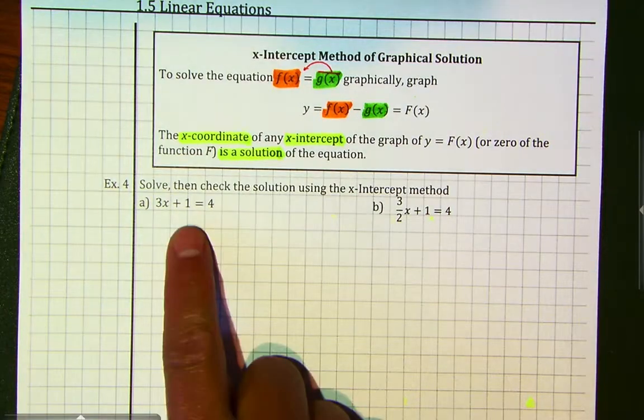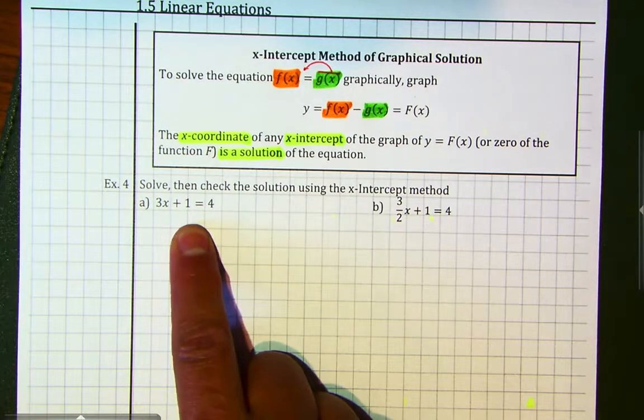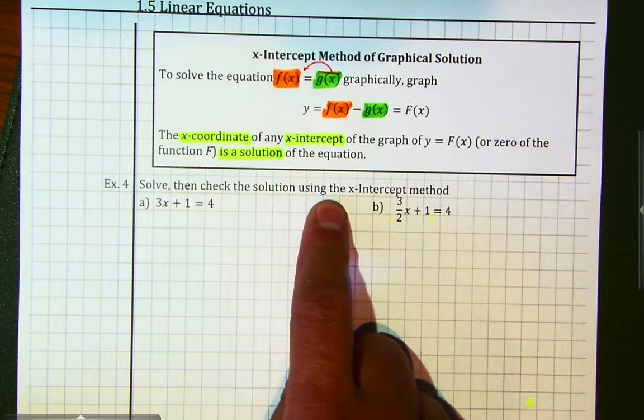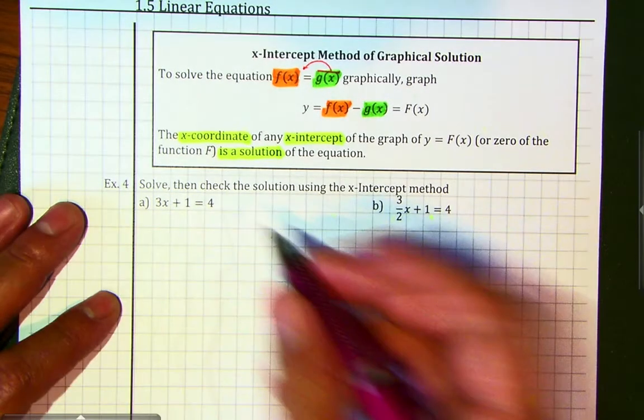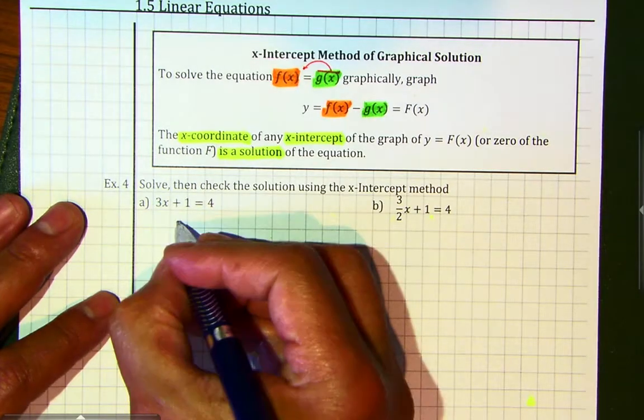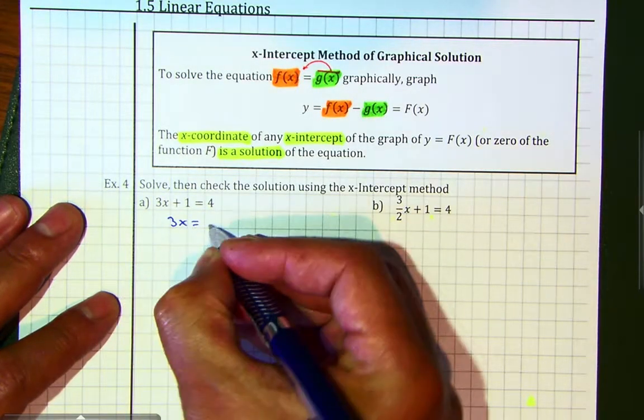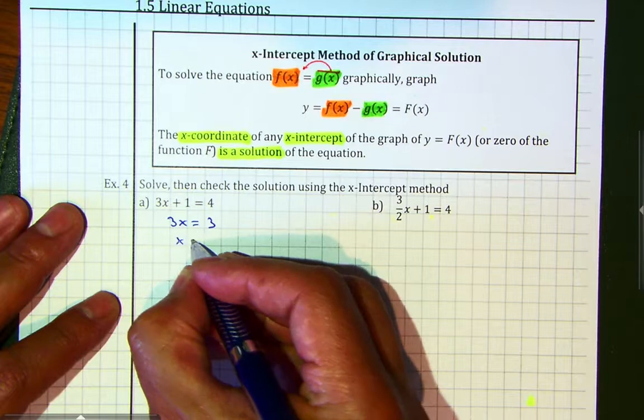So let's go and solve example number 4a. We need to solve it, then we're going to check our solution. To solve it, we're going to move the 1 to the right, becomes a negative 1. So therefore, we have 3x equals 3. Divide by 3, x equals 1.